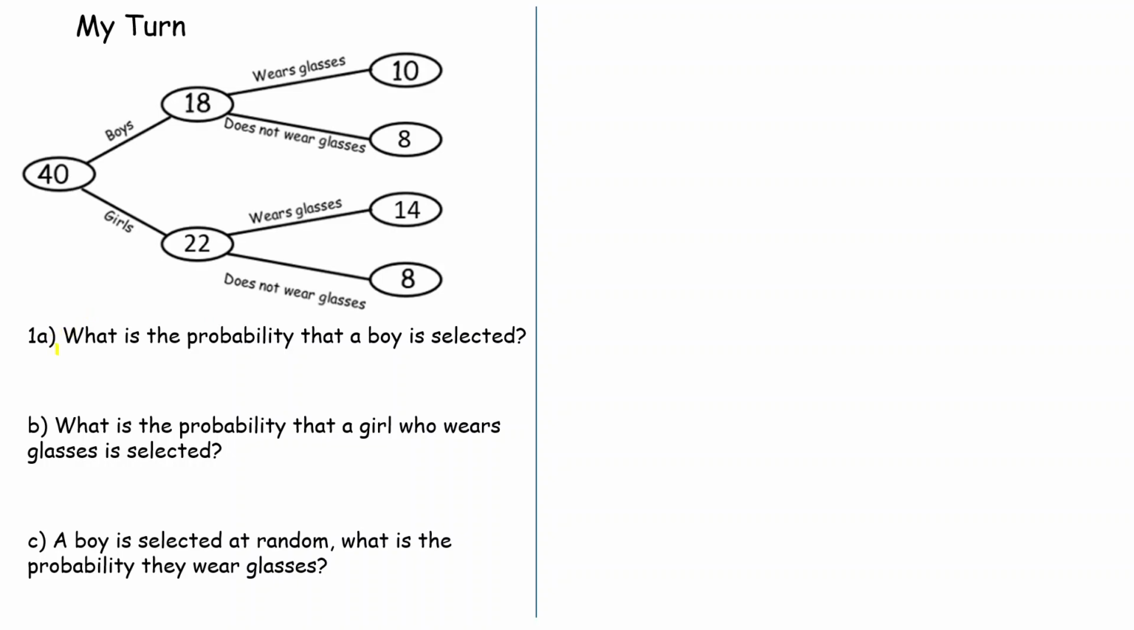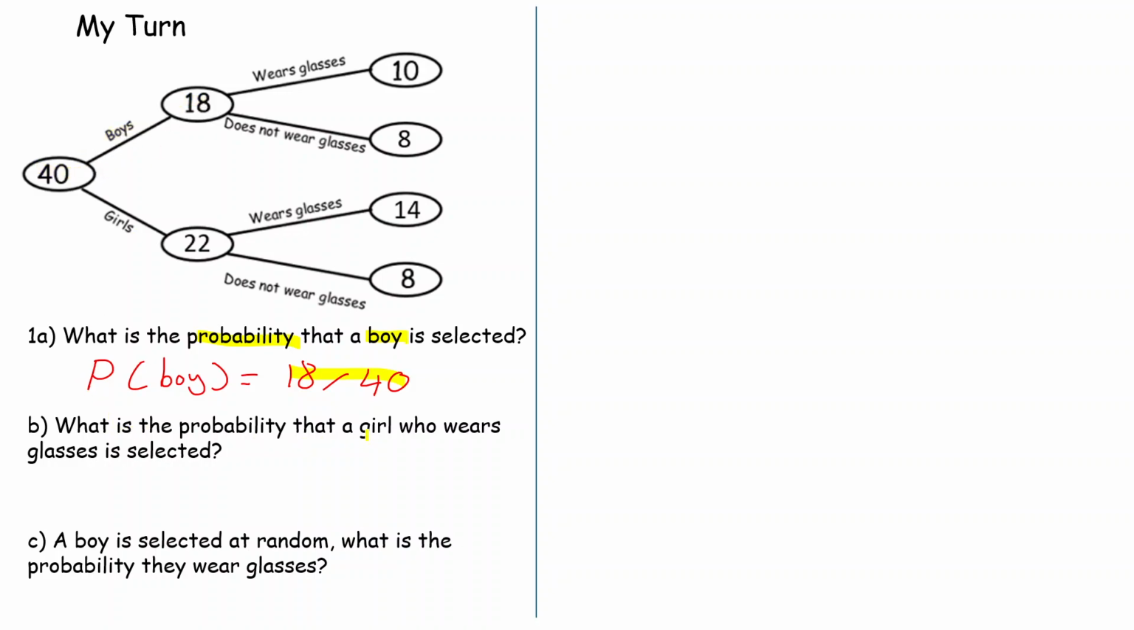So let's go through it. Part 1A. What is the probability that a boy is selected? So we're looking at boys, which is here. So 18 out of a total of 40. That's going to be it. So we can just say, capital P, the probability that we get a boy is going to be equal to 18 out of a total of 40. And that's your first answer. Good. Nice and quick, straightforward, hopefully.